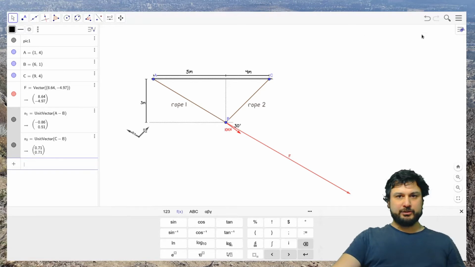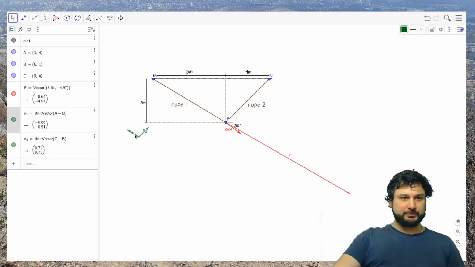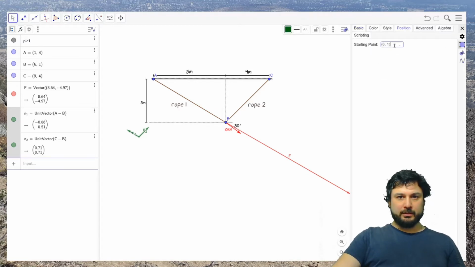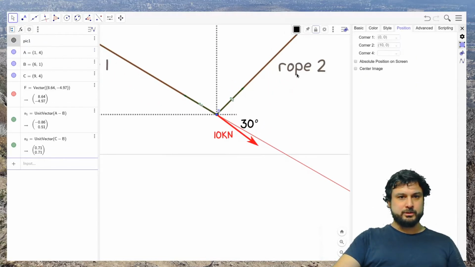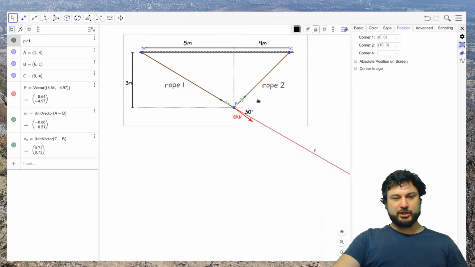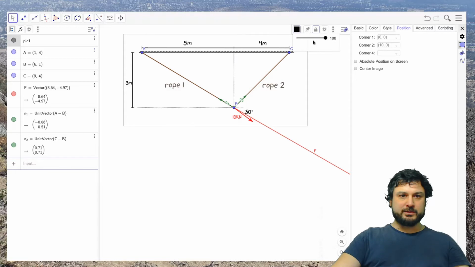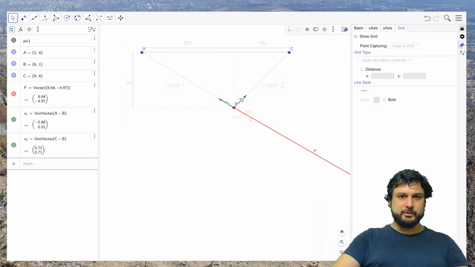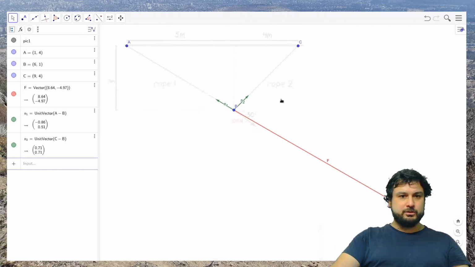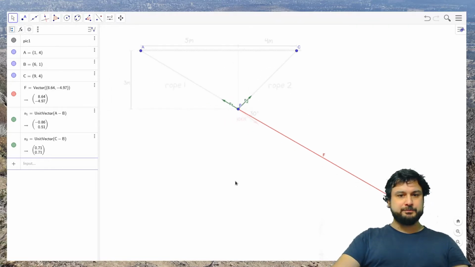Let's make these two green, which is the international color for unit vectors, and let's make them start at exactly point B so that it makes sense and it's on top of our drawing. Now that we have the geometry down, let's make this picture a bit opaque so it gets out of the way. I'll still leave a little bit so that we can see it.